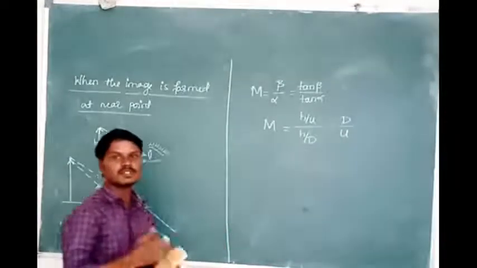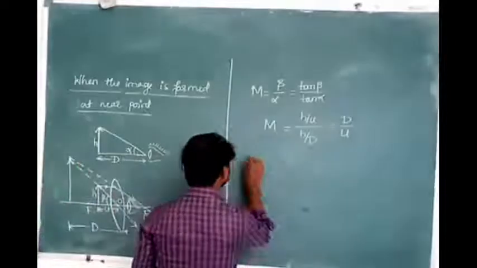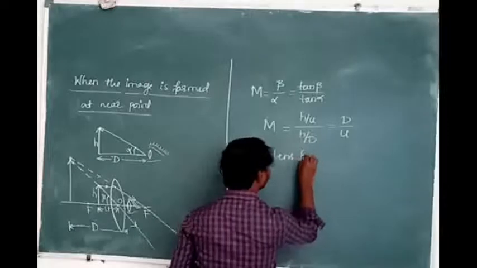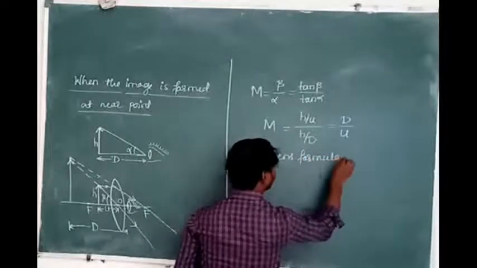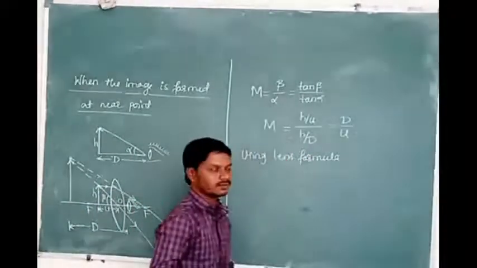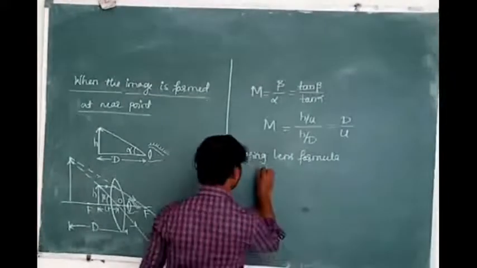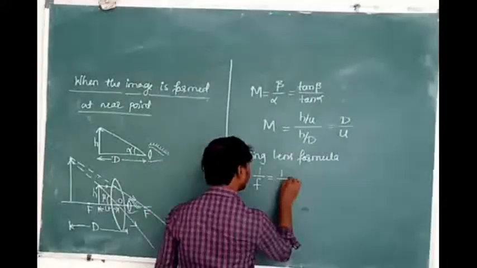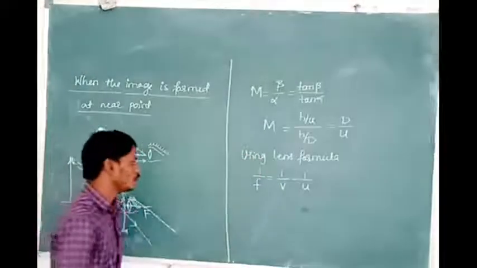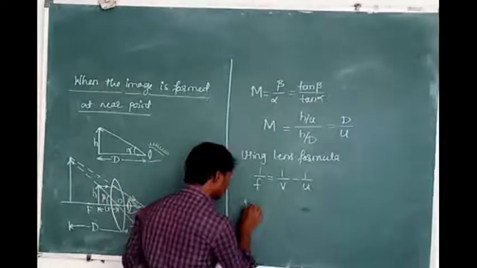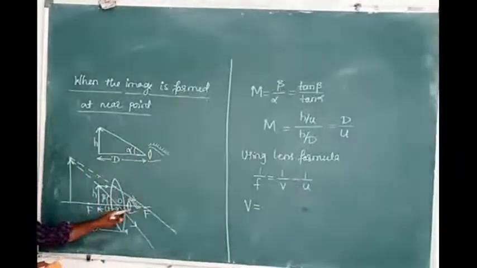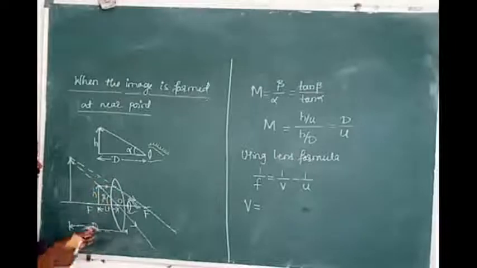Then when the image is formed at near point, using the lens formula we are going to find the object distance. The object distance is unknown. Let us take u is equal to x now. So using the lens formula, what is the lens formula? 1 by f is equal to 1 by v minus 1 by u. Almost, the distance of the image from the eye and the distance of the image from the lens are both equal.